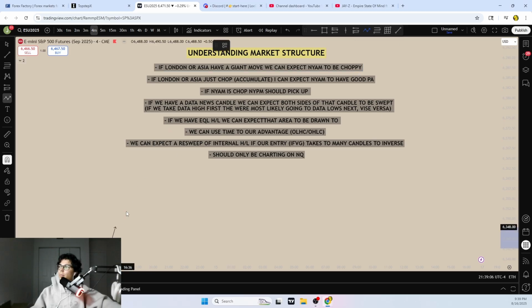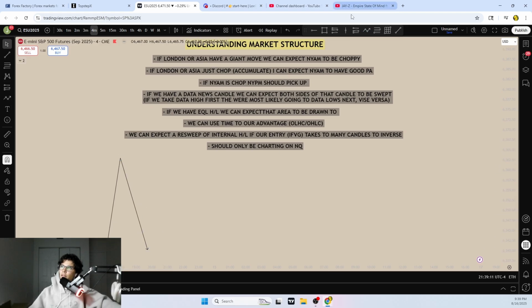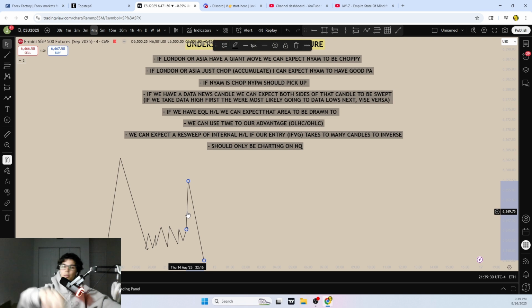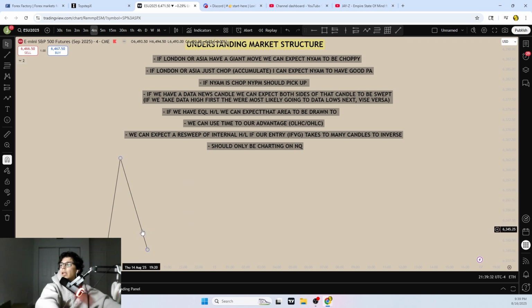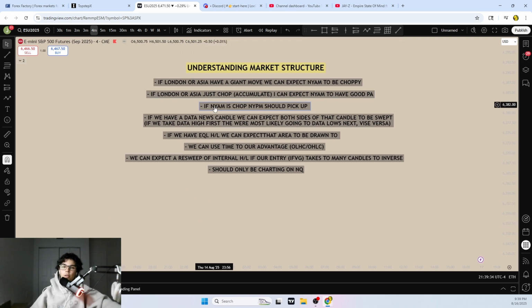So say we come all the way up during Asia and then London just floods the market about 300 points. Well, what is New York AM most likely going to do? We're probably just going to accumulate due to the fact that the volatility just ran out and we got to generate more liquidity in the market in order for us to make or fill those giant moves, right? So then we can expect a possible AMD model if that opportunity presents itself. Most of the time, if London or Asia makes like a 200 plus point move, New York AM will literally just chop and it'll be pretty poor price action.